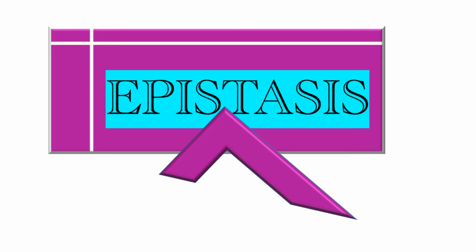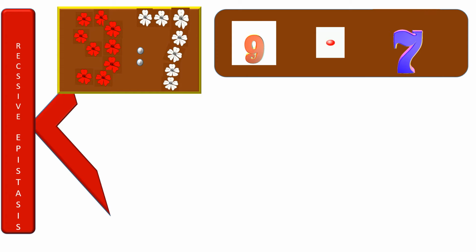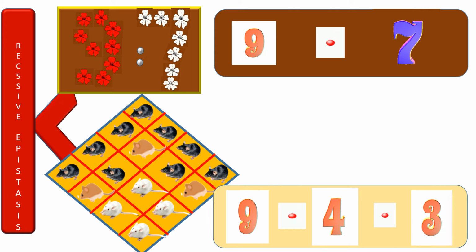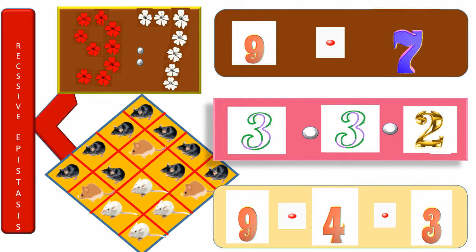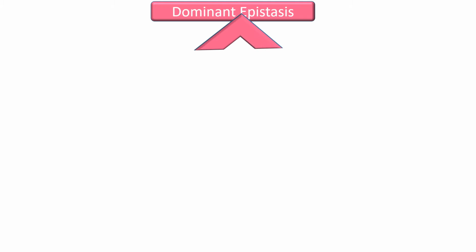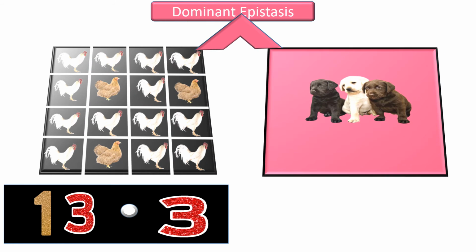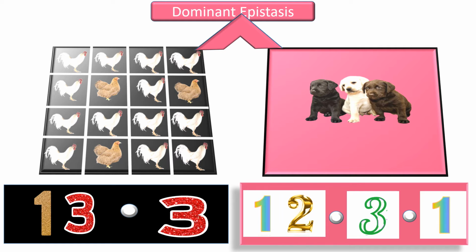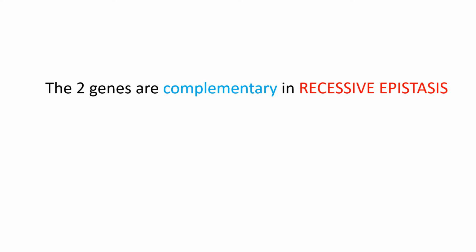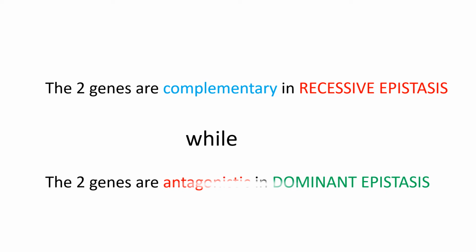When the dominant allele suppresses the characteristic, it's called dominant epistasis, and when the recessive allele suppresses the characteristic, it's called recessive epistasis. Some ratios that can result from recessive epistasis are 2 phenotypes with a 9:7 ratio, or 3 phenotypes with a 9:4:3 ratio, or 3:3:2 ratio. Dominant epistasis can result in 2 phenotypes with a 13:3 ratio, or 3 phenotypes with a 12:3:1 ratio. The two genes are complementary in recessive epistasis, while the two genes are antagonistic in dominant epistasis.